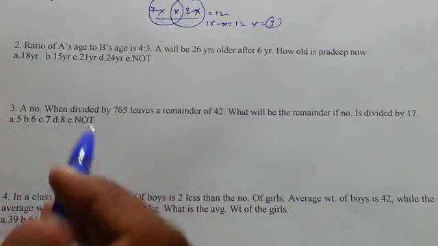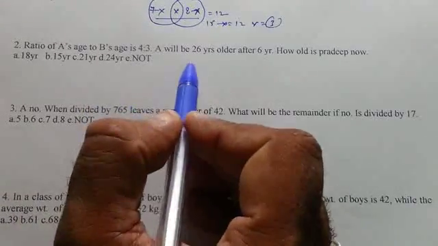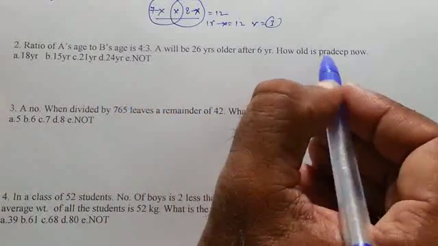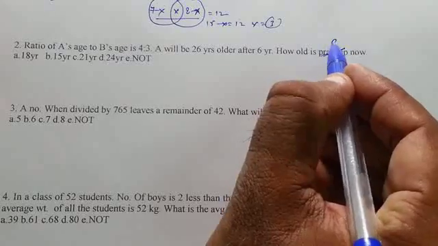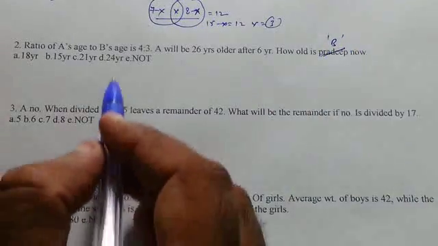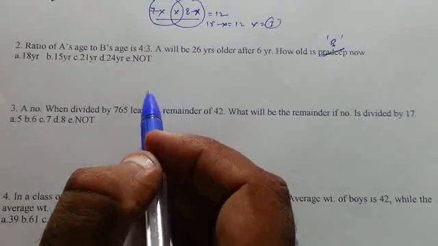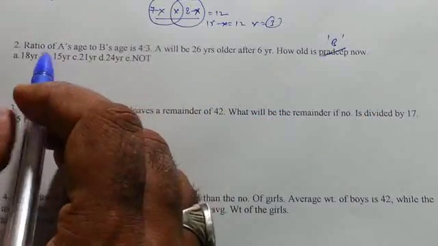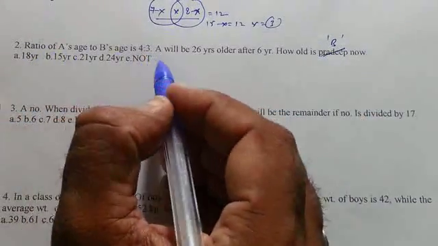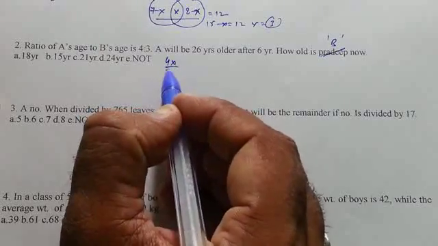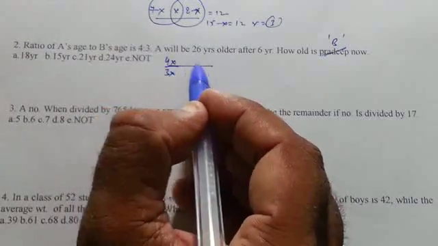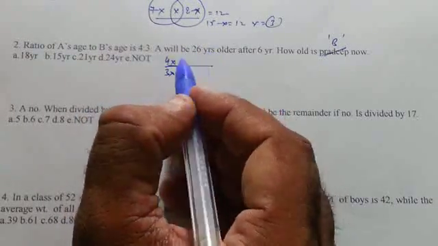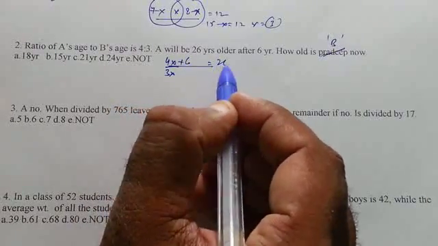Next. Ratio of A's age to B's age is 4:3. A will be 26 years older after 6 years. How old is B now? Sorry for the error. So ratio of A's age to B's age is 4:3. That means 4x is to 3x. A will be 26 years older after 6 years. So that means it will be 26.